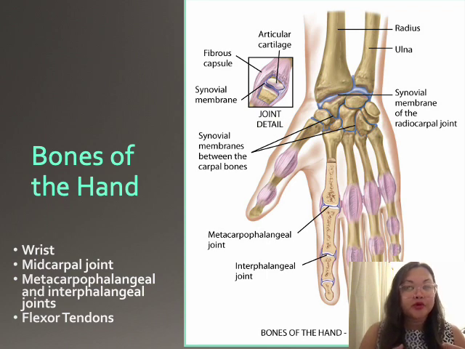The metacarpophalangeal joints and the interphalangeal joints are in your fingers, and this permits flexion and extension. And then the flexor tendons here at the wrist will allow your wrist and hands to move, enclosed in the synovial sheath.